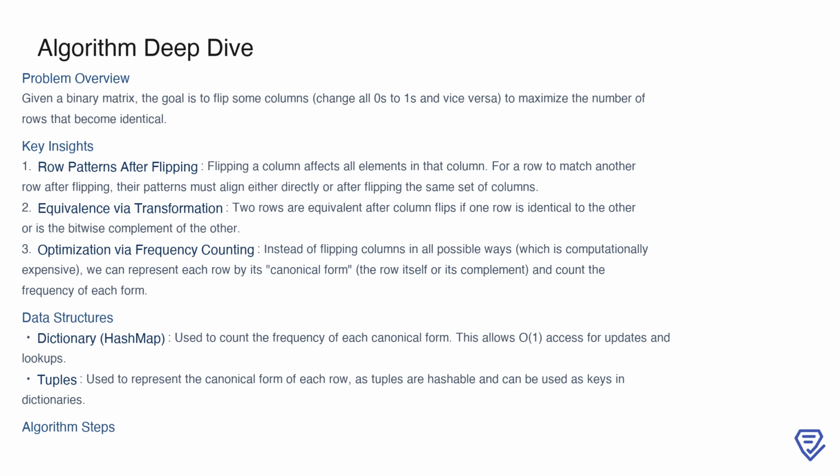Two rows are considered equivalent if one is identical to the other, or if one is the bitwise complement of the other. Instead of flipping columns in every possible way, which would be computationally expensive, we can optimize the process. By representing each row in a canonical form, its original state or its complement, we can count how often each form occurs. This allows us to identify the maximum number of rows that can become identical efficiently. To implement this, we use a dictionary to store the frequency of each canonical form, and tuples to represent these forms since they are immutable and hashable, making them ideal dictionary keys.